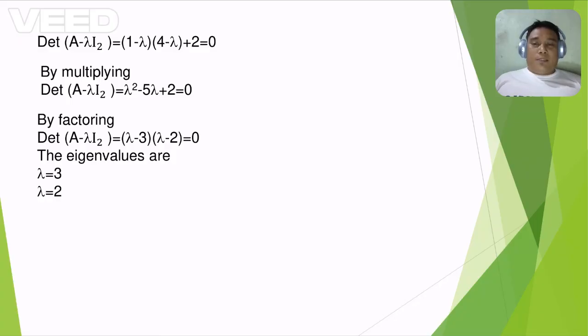In our basic algebra, by factoring, we get (lambda minus 3)(lambda minus 2) equals 0. So the eigenvalues are the following: lambda equals 3 for this, and lambda equals 2 for this.